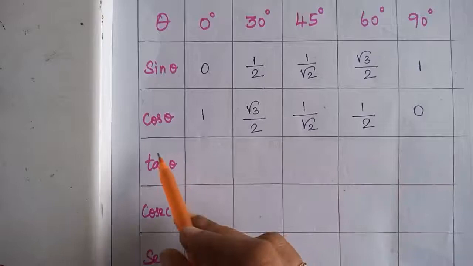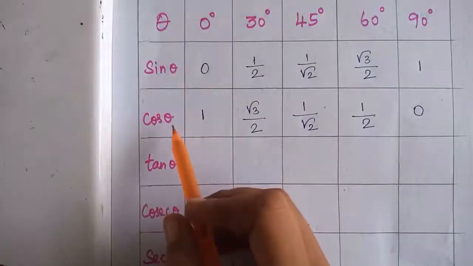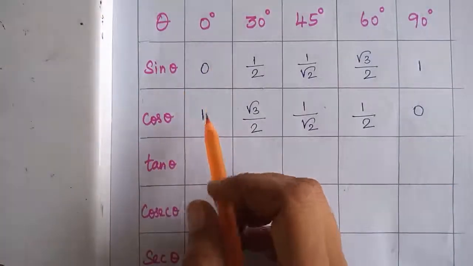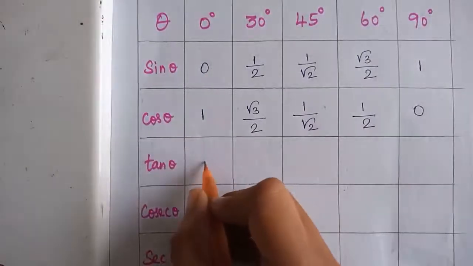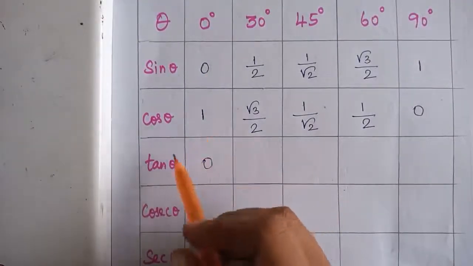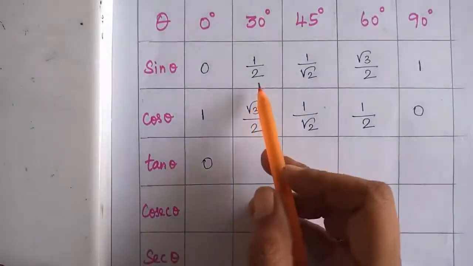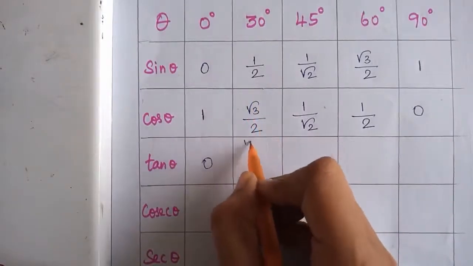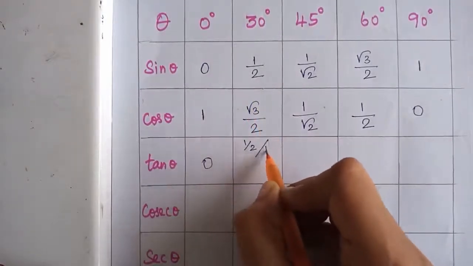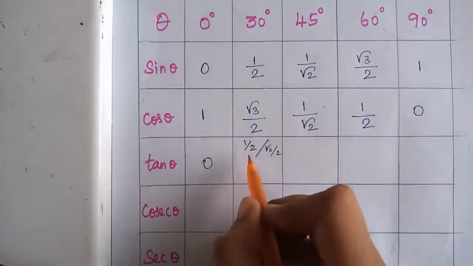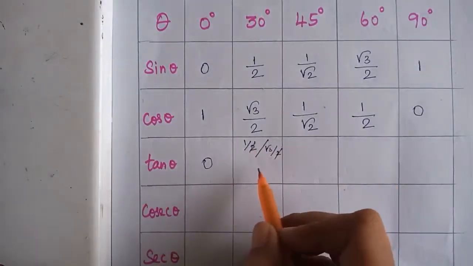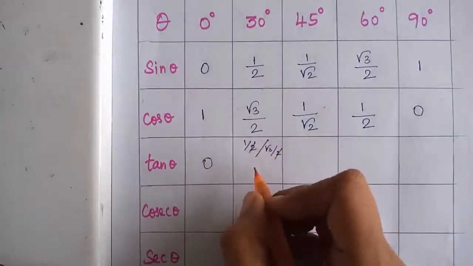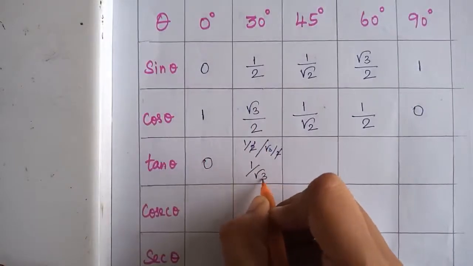Then we know tan theta is equal to sin theta by cos theta. So if you divide 0 by 1, you get 0. Then tan theta is equal to sin theta by cos theta, so 1 by 2 divided by root 3 by 2. The 2 gets cancelled, so the value of tan 30 is 1 by root 3.